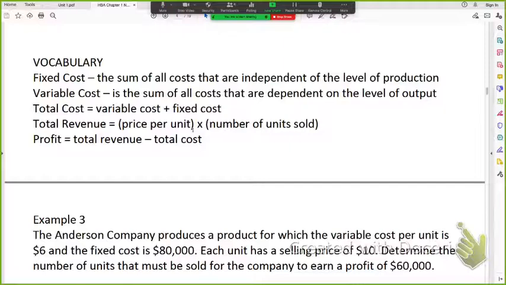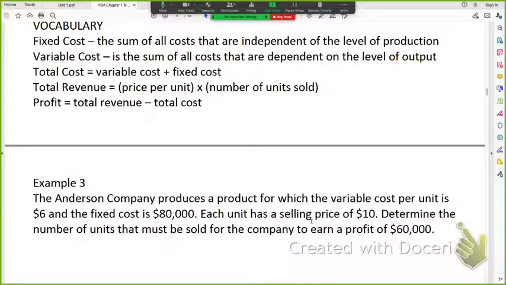So, Anderson Company produces a product for which, here's where I start highlighting, the variable cost per unit is $6. I just saw that in my definitions. Variable cost per unit is $6. Fixed cost is $80,000. Each unit has a selling price of $10. Determine the number of units that must be sold for the company to earn a profit of $60,000.